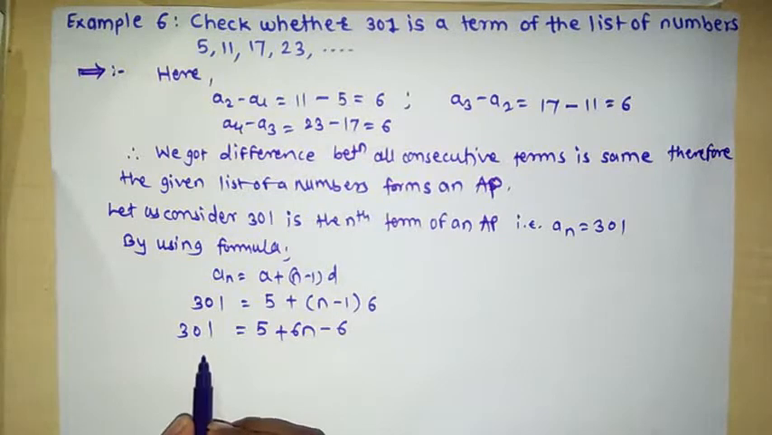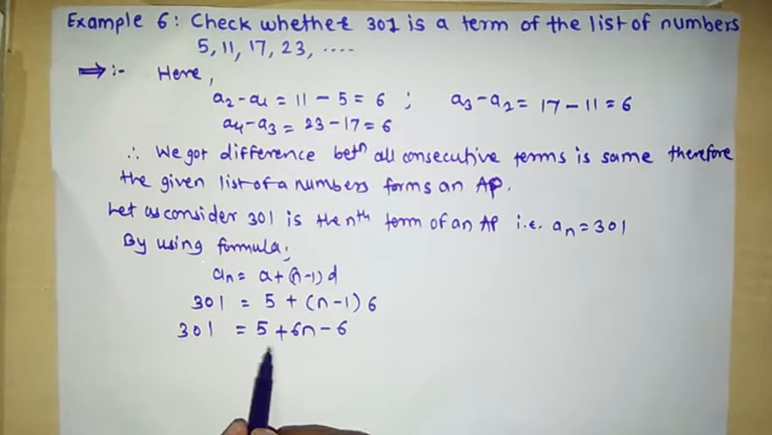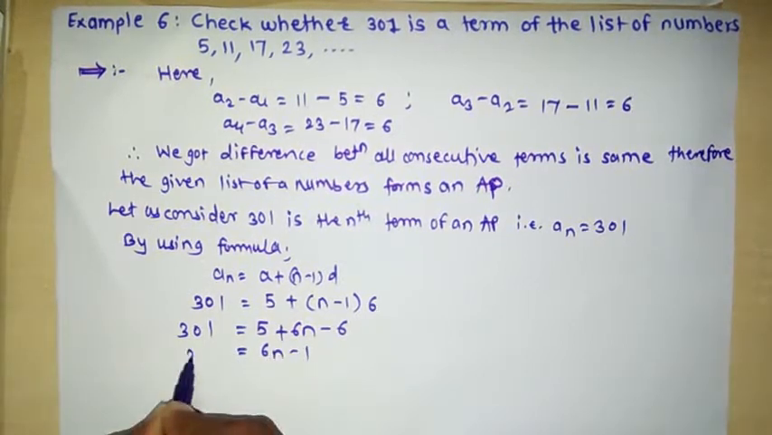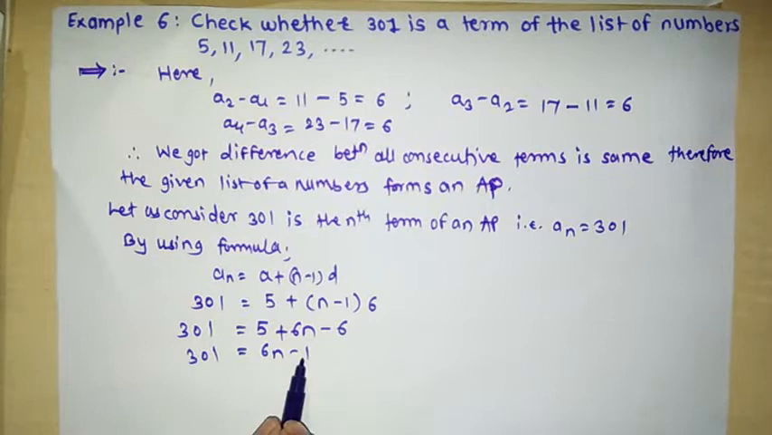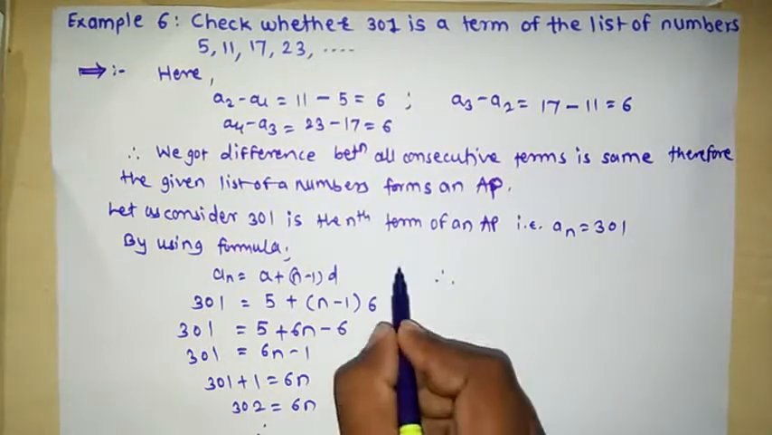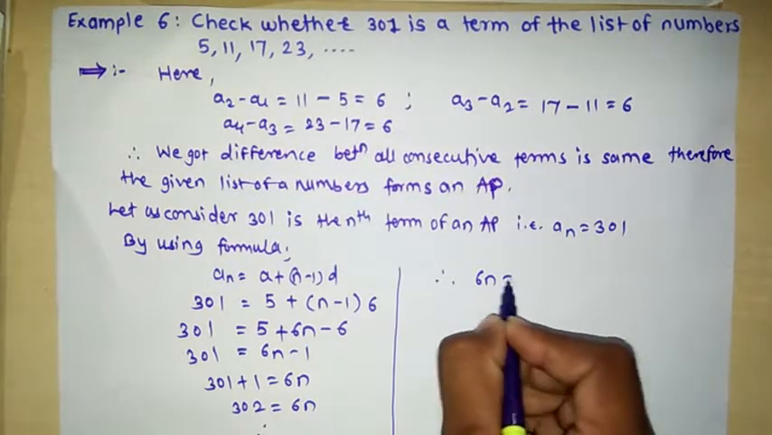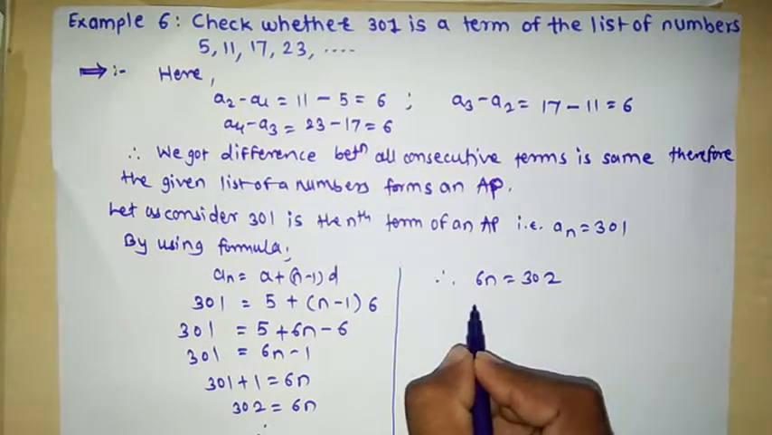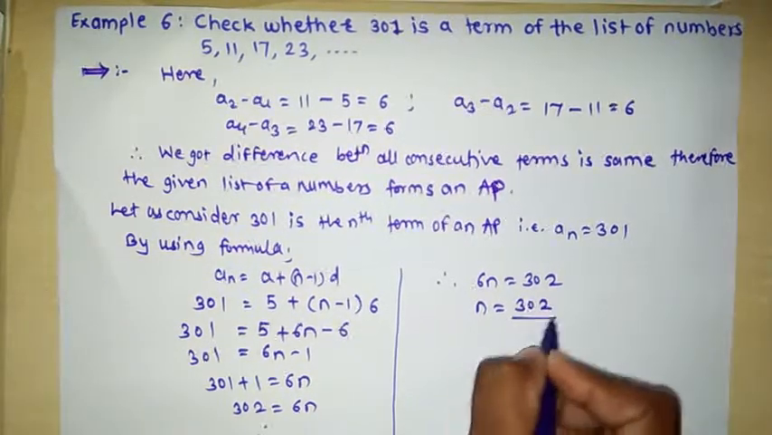Send this 5 towards the right hand side. See here, 5 minus 6, how much? Minus 1, which is equal to 6N minus 1 is equal to 301. Now send this minus 1 towards the right hand side. It will become 301 plus 1, which is equal to 6N. Now 301 plus 1 is equal to 302, which is equal to 6N. Therefore 6N is equal to 302 we got. Now N is equal to 302 divided by 6.